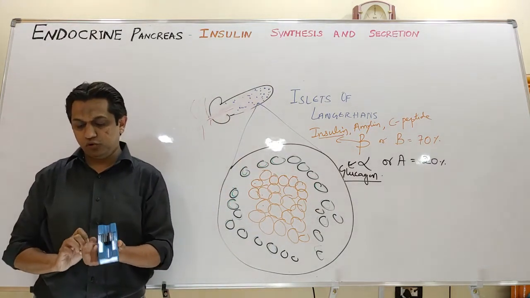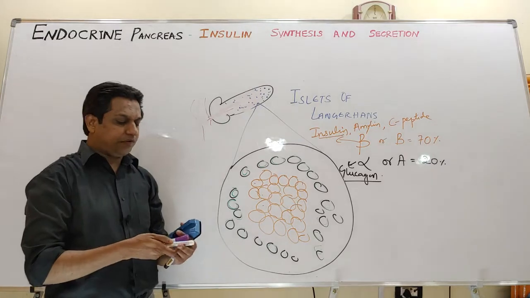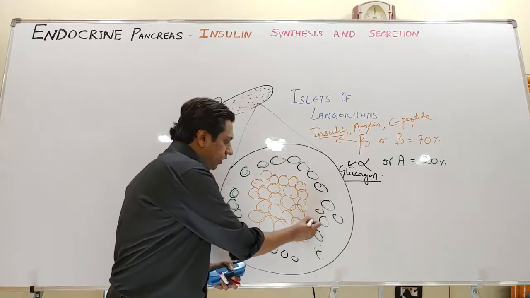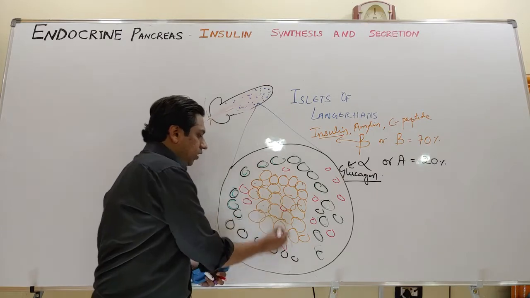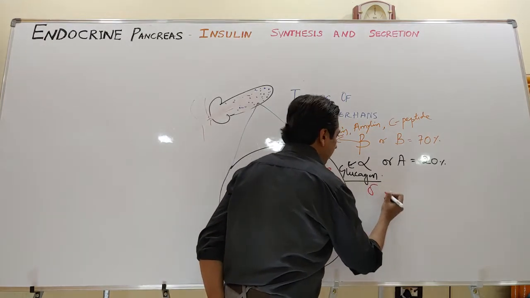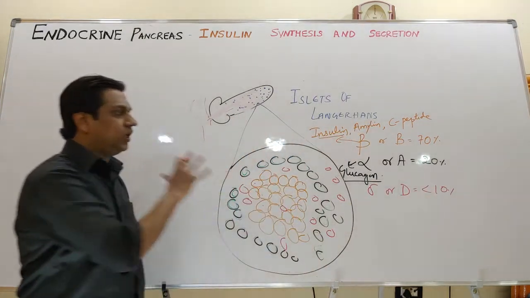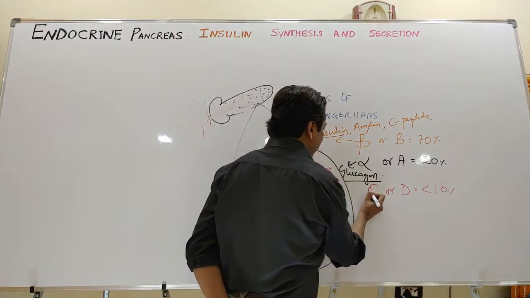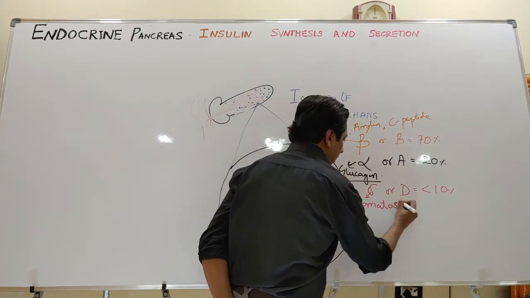Apart from these two, there are other cells present, scattered at the periphery as well as the center, making up less than 10% of the cells. These are known as delta cells, or simply D cells, which are less than 10% of the total mass of the islets of Langerhans. These delta cells secrete a very important hormone known as somatostatin.